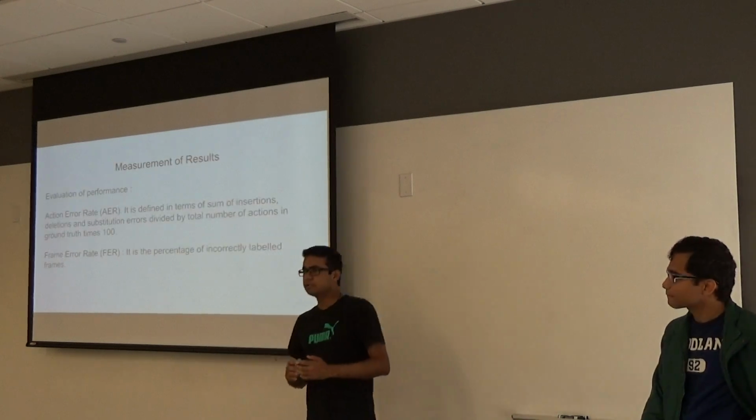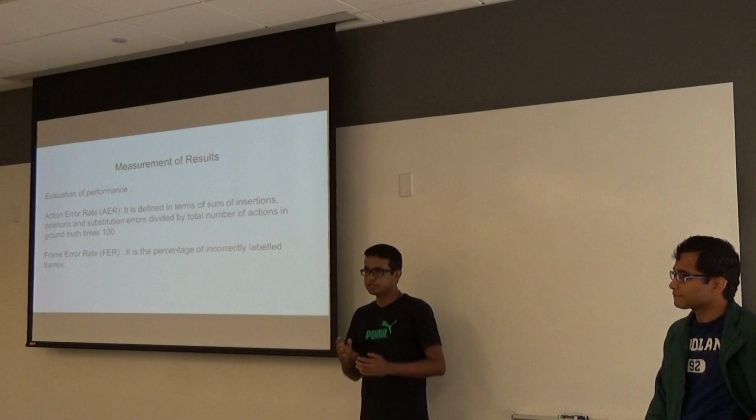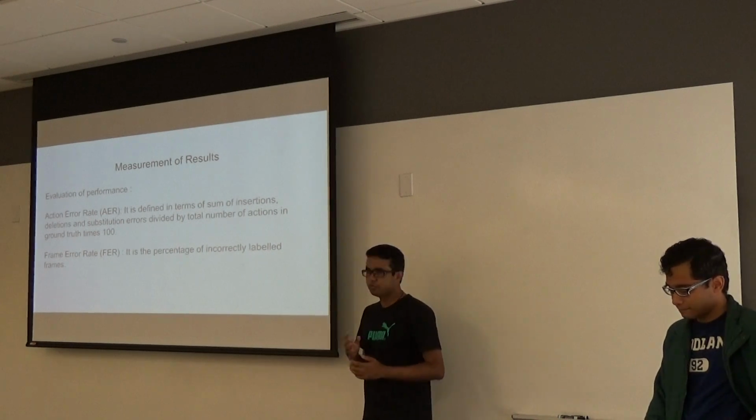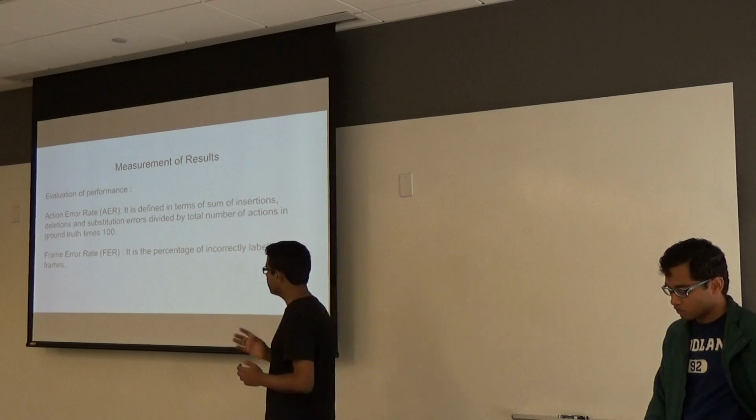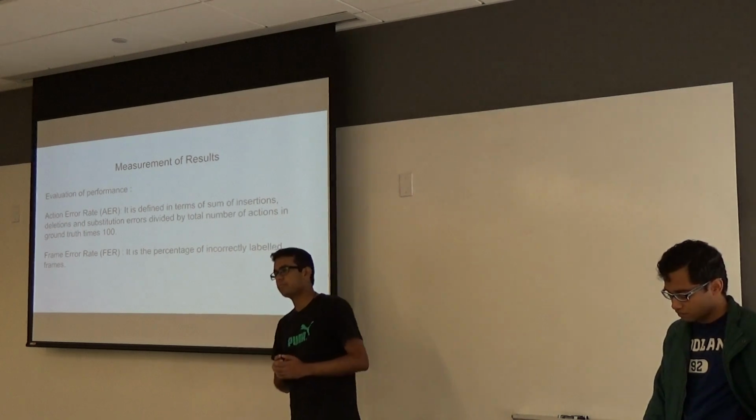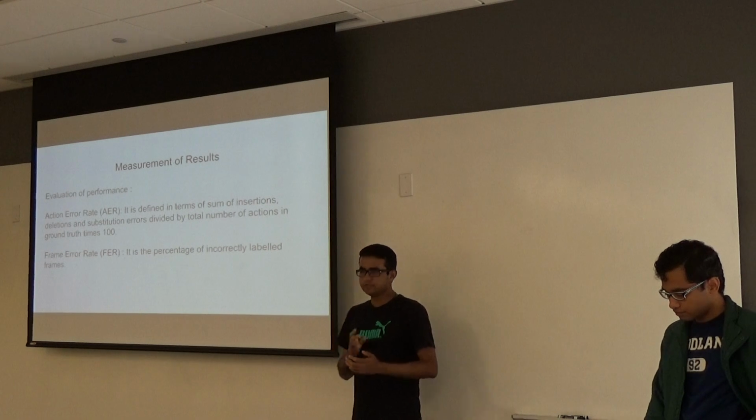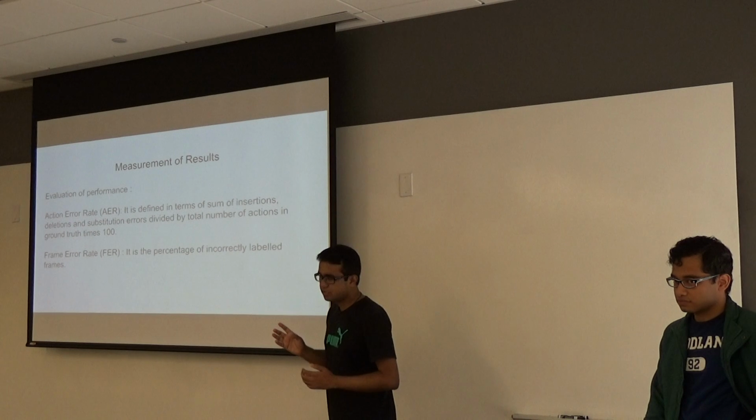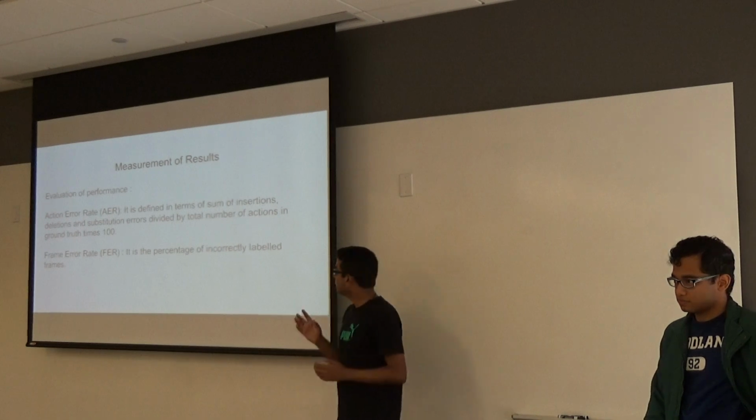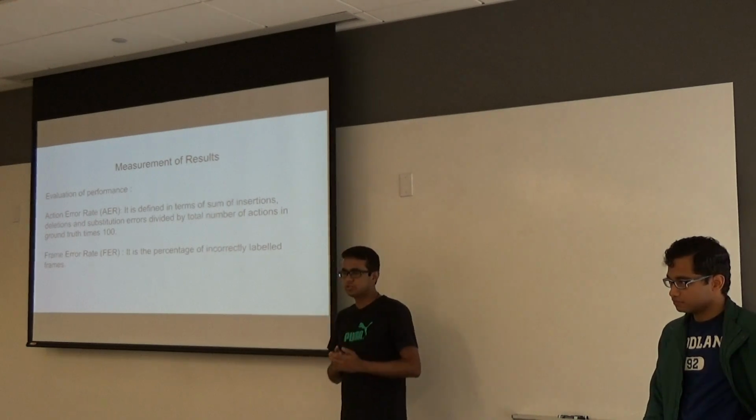So after using the HMMs, we used metrics to classify or check the performance of our data. The two metrics we have used in our study are the action error rate and the frame error rate. Action error rate is defined as the number of insertion errors, deletion errors, and substitution errors divided by the total number of ground truth labels.